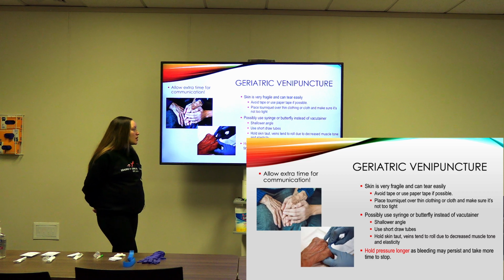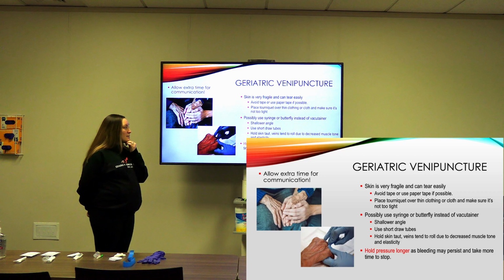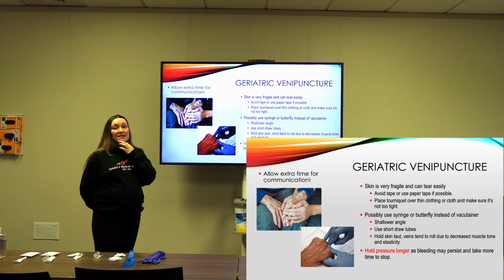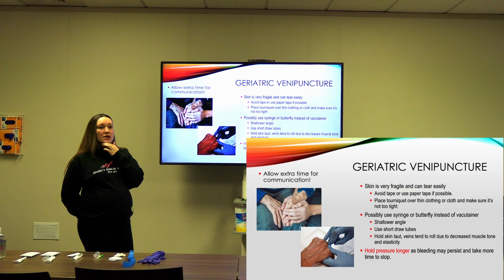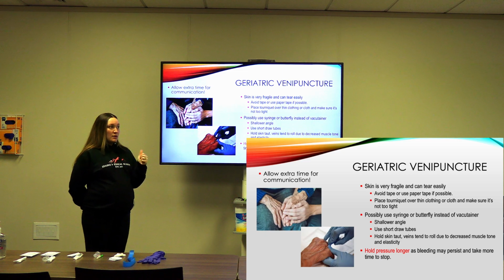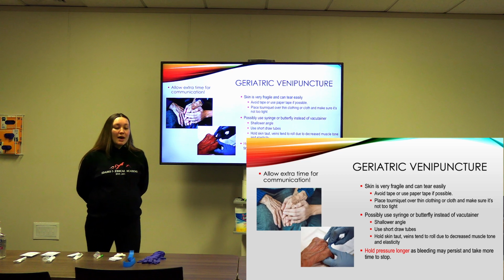And then what we want to do is hold the skin nice and tight. We want to make sure that our anchor is really firm because veins tend to roll due to decreased muscle tone and elasticity of skin. So in geriatric patients, they have those really wiggly veins and really loose skin that can get in the way of our needle sets, and then also get in the way of our venipuncture.